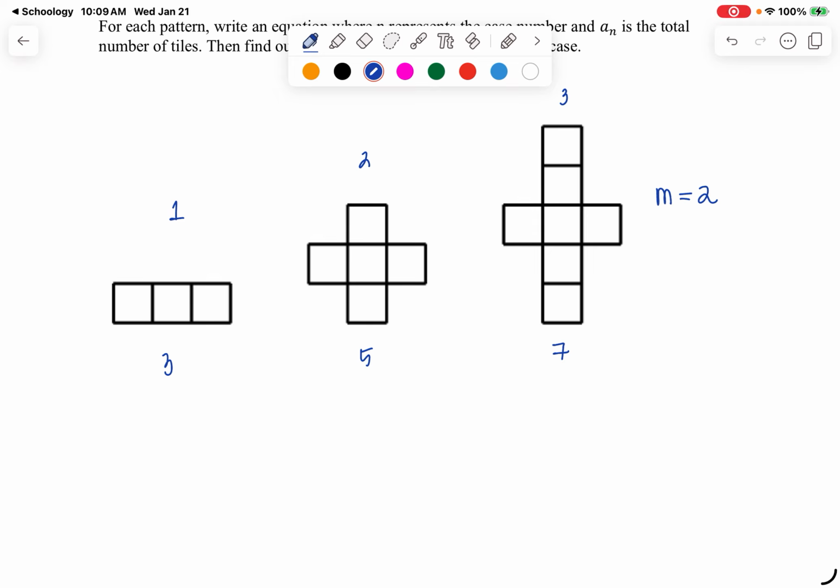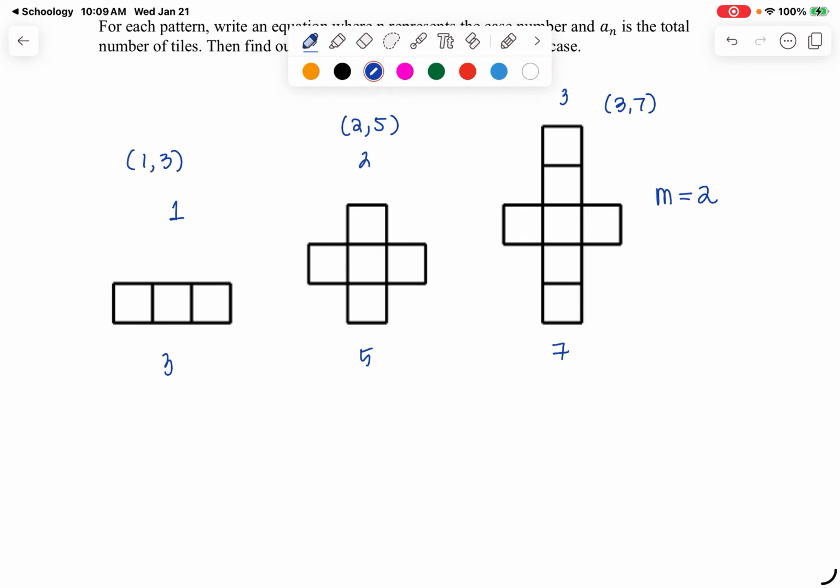So realize we actually have 3 points. We know that when we plug in 1 to our equation, we have to get 3 as an output. When we plug in 2, we have to get 5. And when we plug in 3, we have to get 7. So we can use any one of those 3 points. I'm just going to use (1, 3) because I feel like it.